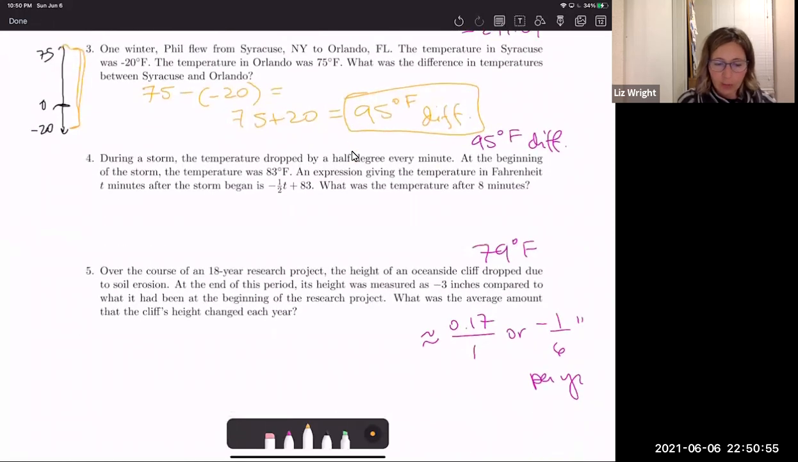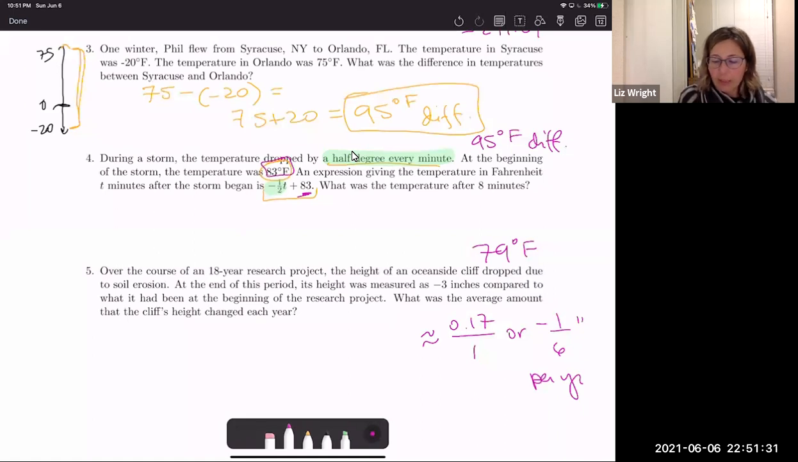All right, next one. It says, during a storm, the temperature dropped by 0.5 degree every minute. At the beginning of the storm, the temperature was 83 degrees Fahrenheit. An expression giving the temperature in Fahrenheit T minutes after the storm began is this. And right here, it actually gave you the expression that matches all of this information. So 0.5 degree every minute is that -1/2, and then the 83 is right here.